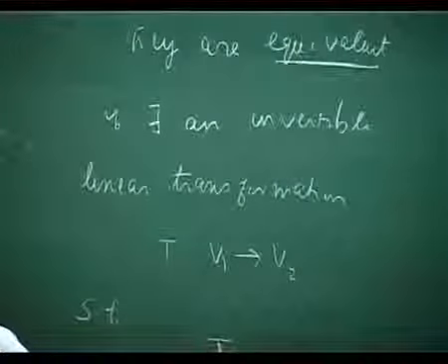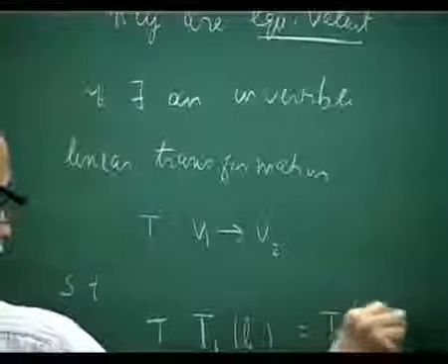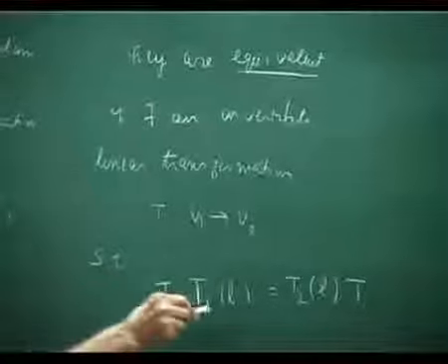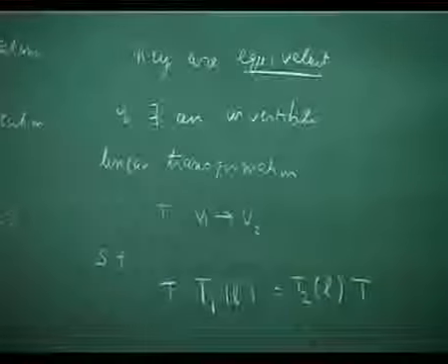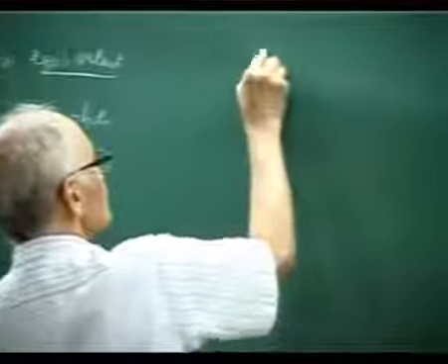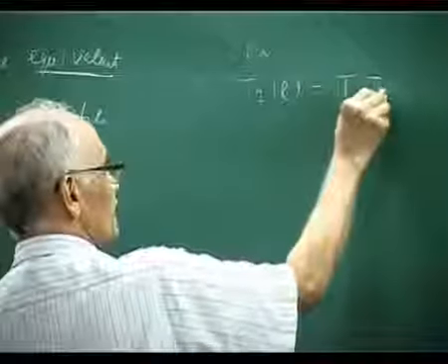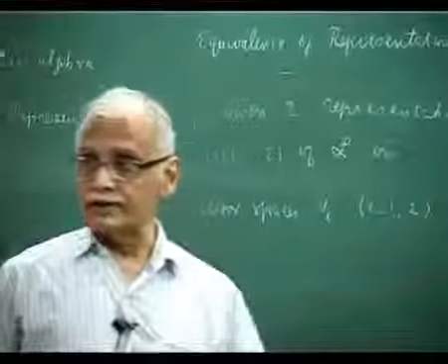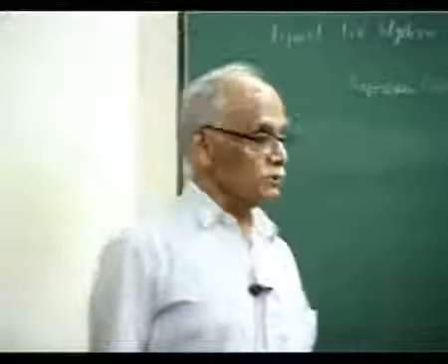if I act first with T1 with an element L of the Lie algebra, and then act with T, this is T2 of L T. So here first I act on V1 with this one, apply T, and I am in V2, or I first map to V2 and then act with T2. Or we can write this as T2 of L is T T1 of L T inverse. The only generality is there is no reason why the two vector spaces are the same. You can go from one vector space to another. So this is the notion of equivalence.